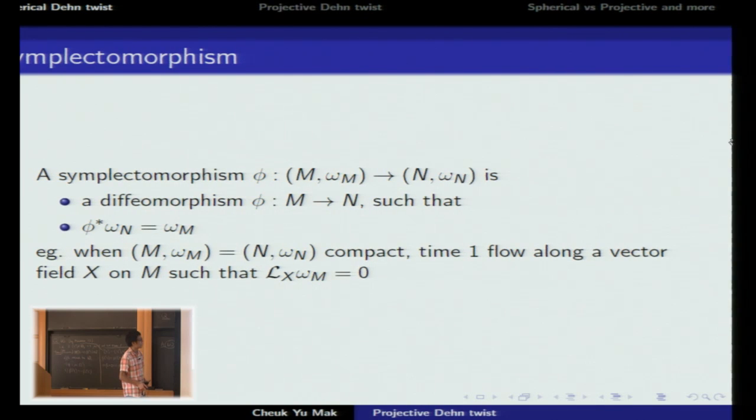A symplectomorphism is an equivalence relation between symplectic manifolds. So a symplectomorphism is a diffeomorphism intertwining the symplectic structure. The simplest example of symplectomorphisms can be given as follows. When the symplectic manifold is compact, you can integrate along a vector field such that the Lie derivative of the symplectic form along it is 0, just simply by definition.